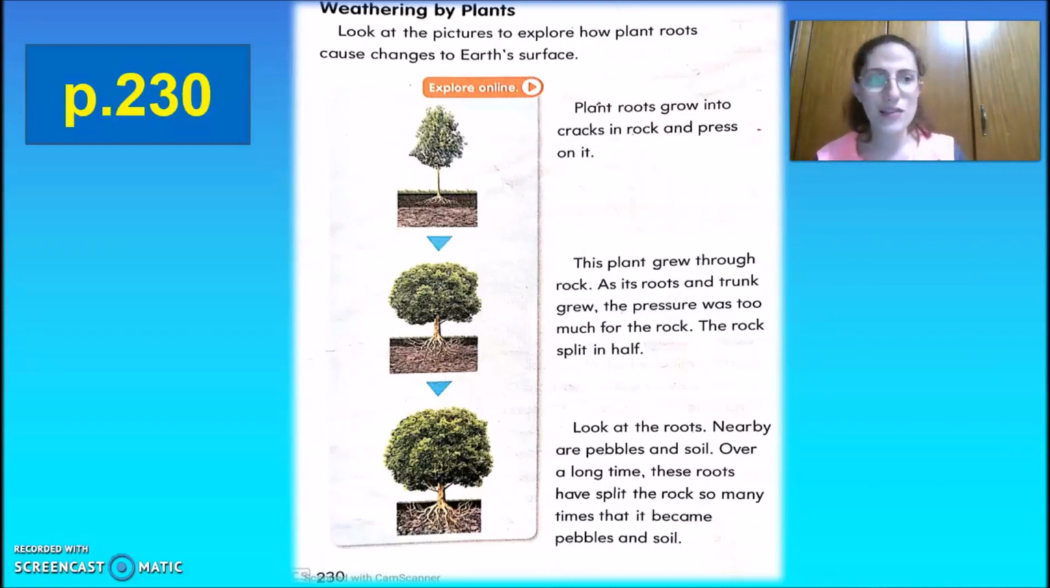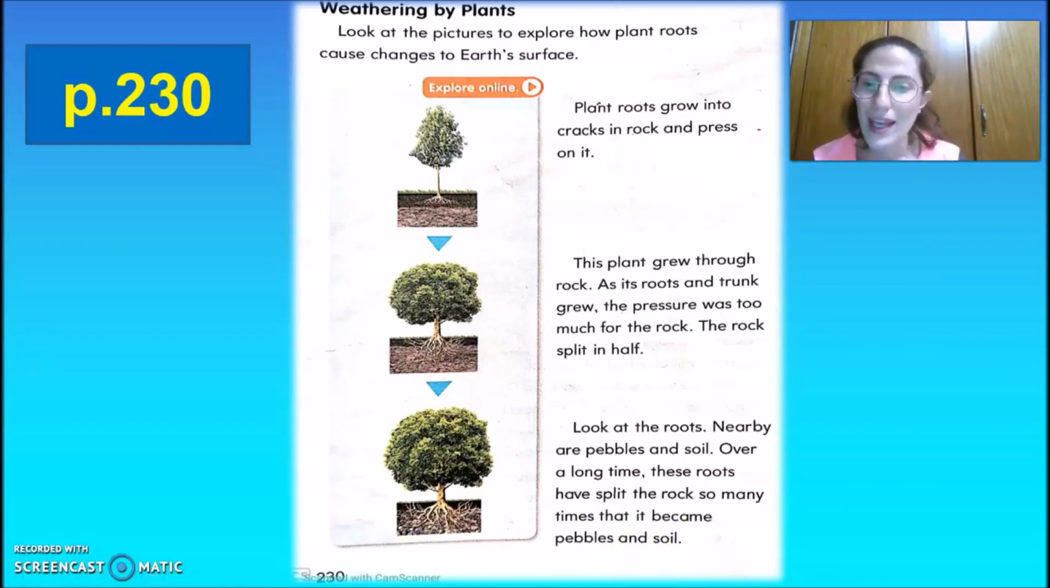Similarly, the plant roots grow into the cracks in the rock and they press on it. As the plant grows more and more, the roots and the trunk become bigger and they press more and more on the rock, breaking the rock or splitting it in half. And what happens later on? The roots keep on pressing on the rocks year after year, they keep on splitting, on breaking the rock into smaller pieces to change it into pebbles and soil over the many years.